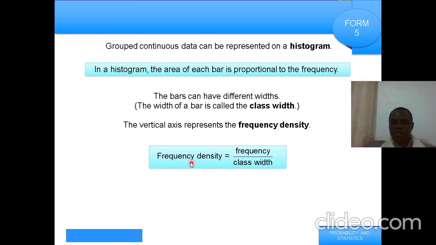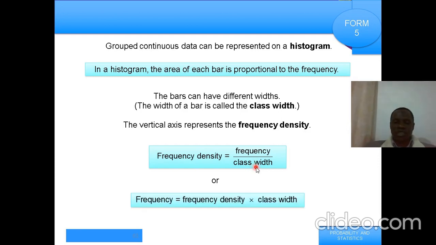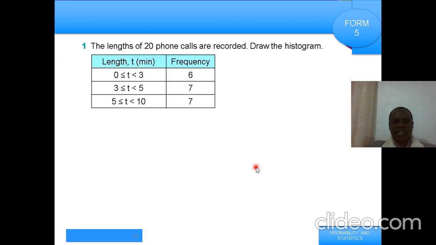Firstly, frequency density will be on the y-axis. Remember, on the y-axis you're supposed to put frequency, but now the y-axis will be frequency density. The frequency density is calculated by taking the frequency and dividing by the class width. Now, where do we get these things from? That is just a formula, but let me show you how this is happening.